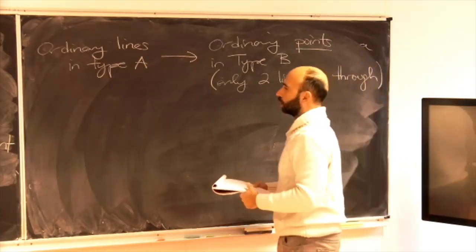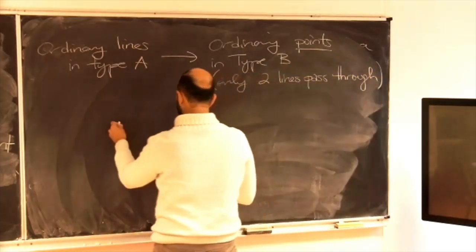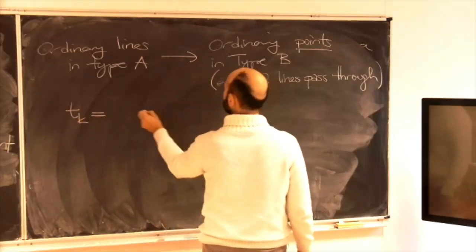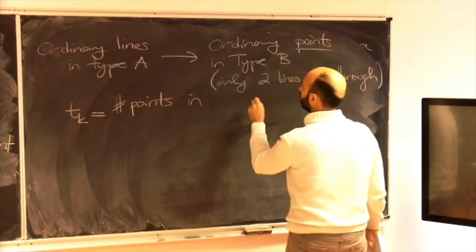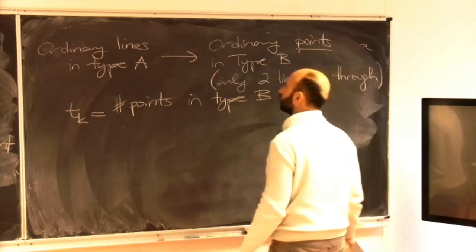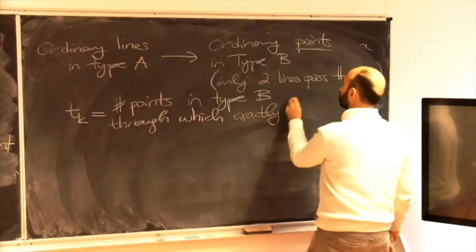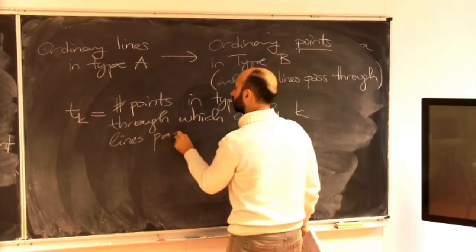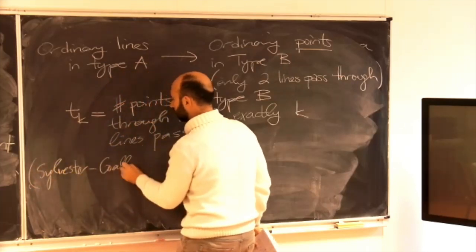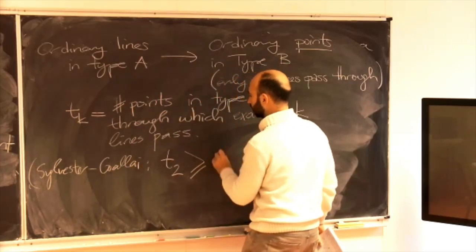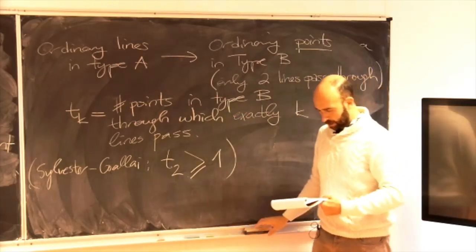And in general, it's a good idea to keep track of how many lines pass through a point in a type B arrangement. So let Tk denote the number of points in a type B arrangement through which exactly k lines pass. So Sylvester-Gallai says T2 is at least one. There's at least one ordinary line in type A, or there's at least one ordinary point in type B.